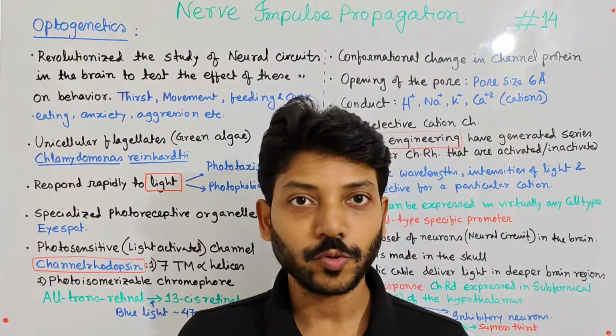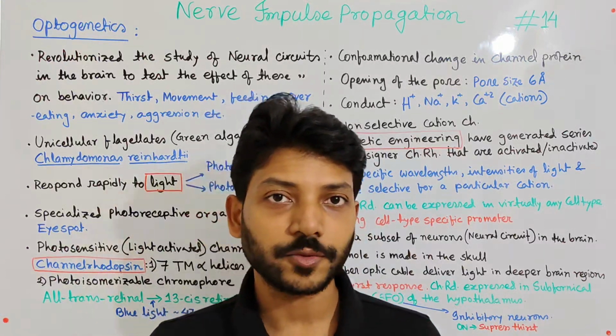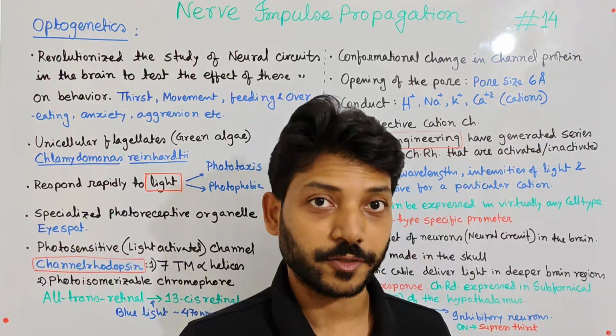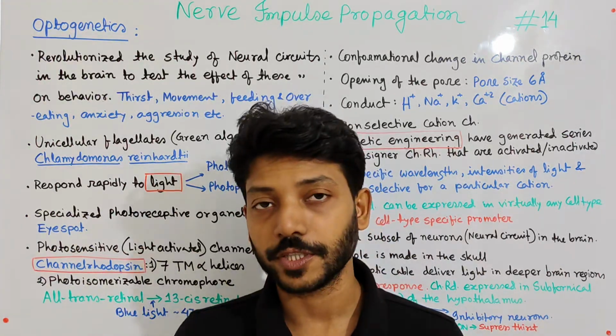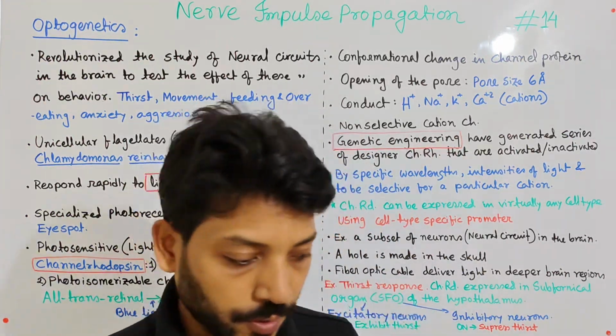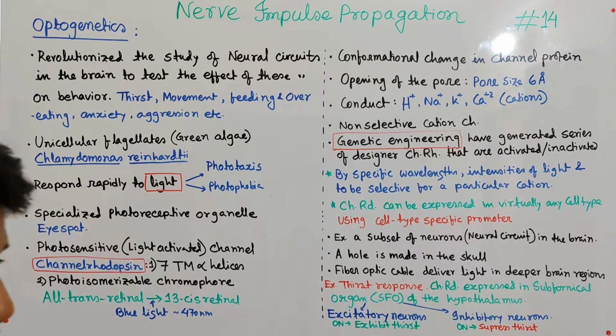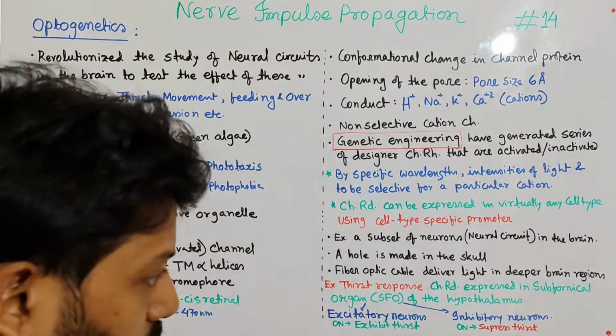Today we are going to learn about optogenetics. If we divide this term into two, we get opto, which means optic, related to light, and genetics, which means genetic engineering. The optogenetic approach revolutionized the study of neuronal circuits present in the brain, to test the effect of these circuits on behavior. Behavior could be thirst, movement, feeding and overeating, anxiety, aggression, etc.